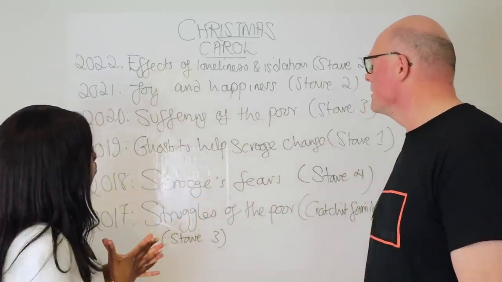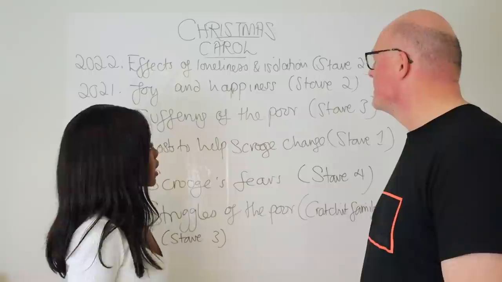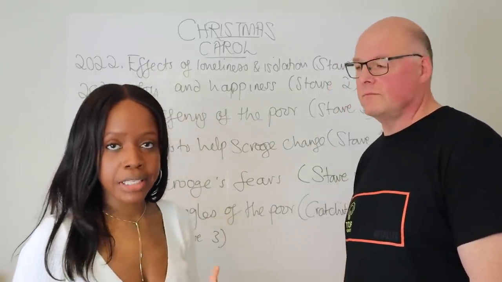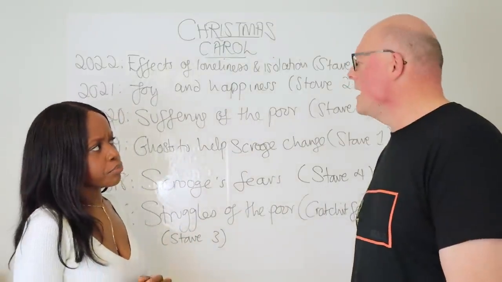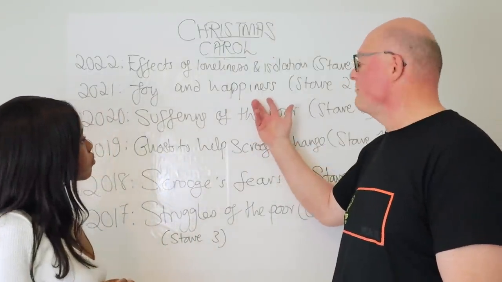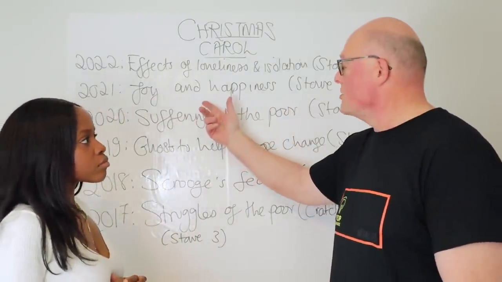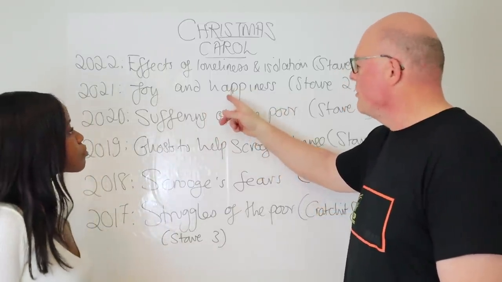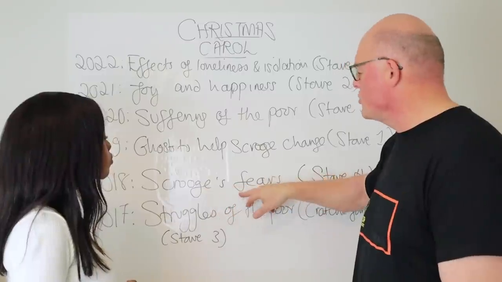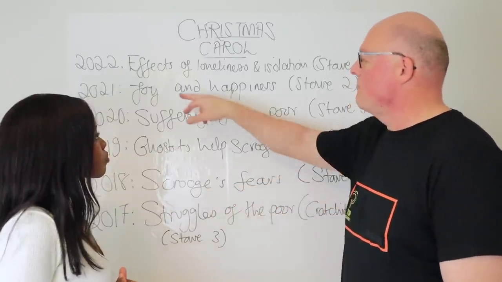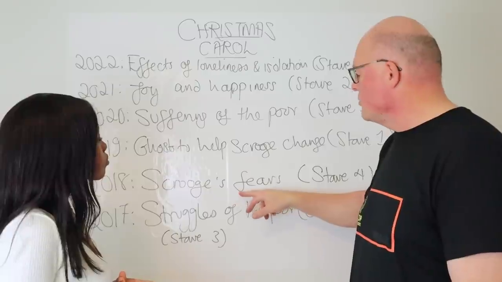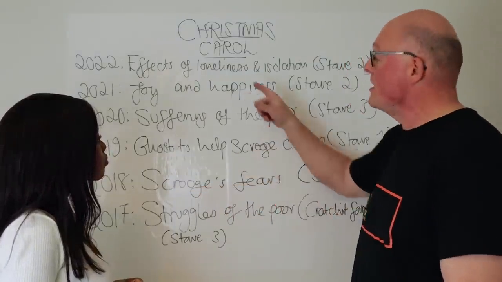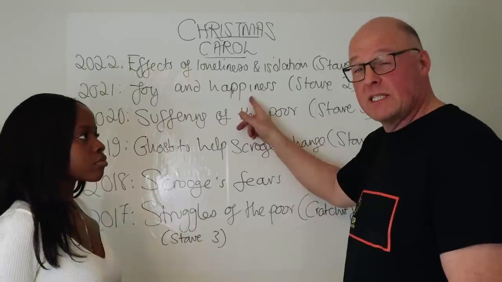And for 2021, we had Fezziwig's party that was presented in Stave 2, and the question was still quite general. It was just how joy and happiness is presented, which is a bit of an odd theme. Yeah, I could imagine students panicking, thinking, well, I've never even considered that when doing my revision or my practice essays. But actually, it's the same question, because how do we overcome Scrooge's fears? We teach him the value of joy and happiness. How do we get him to sympathise with the poor? We teach him how he can help them, which therefore brings him joy and happiness in Stave 5.